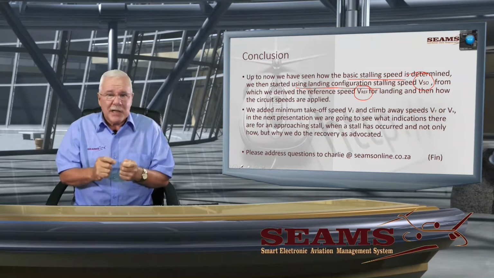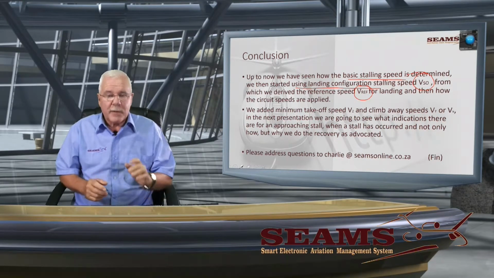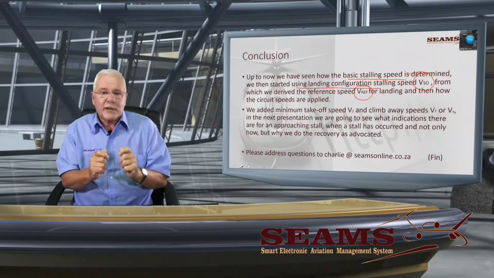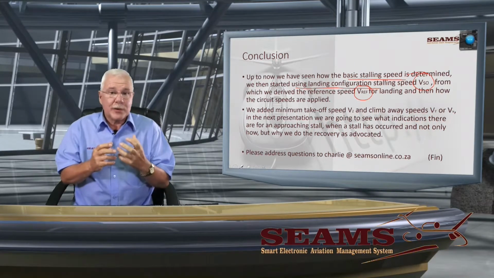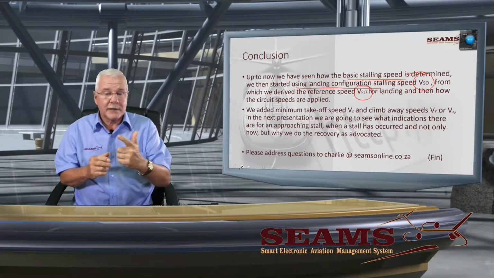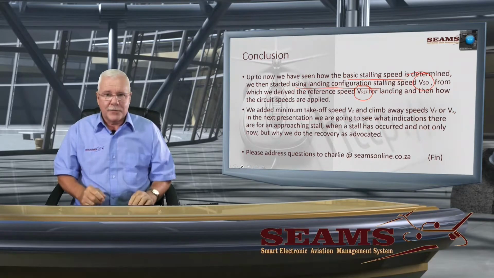If you are slightly below VREF, it's not going to fall out of the sky. Remember, there is a 1.3 factor that was built in. Do we always want to approach like this? Well, if you need to do a short landing, you approach with more flap, more power, and a flatter high-power approach, but that is for another day.